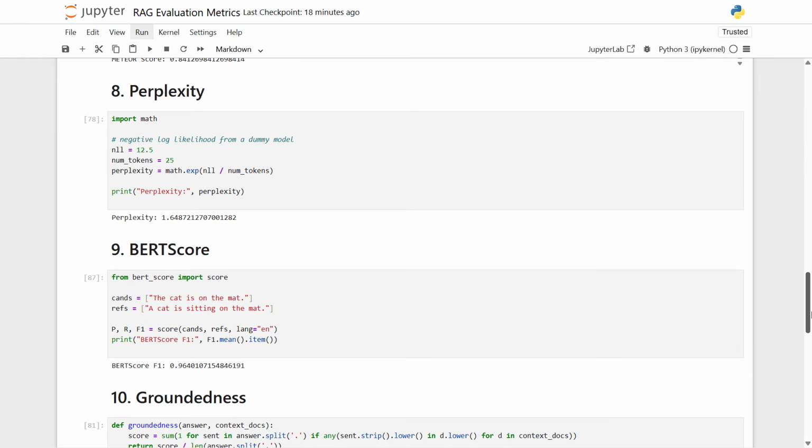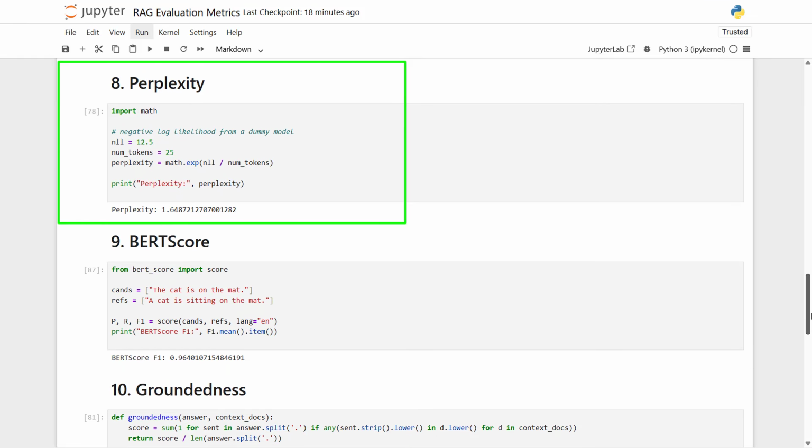Perplexity measures how well a language model predicts text. Given a negative log likelihood and number of tokens, the code computes math.exp of negative log likelihood divided by tokens. Lower perplexity means the model is more confident in its predictions. This code uses a sample negative log likelihood value to illustrate the concept.